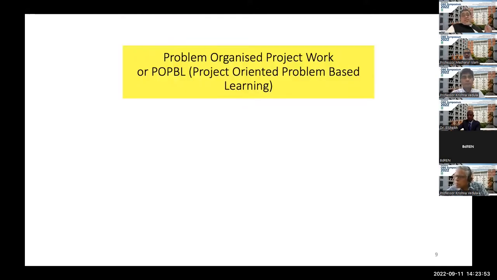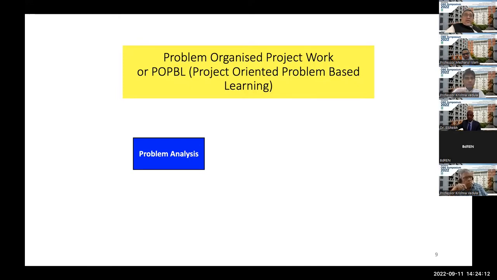And one of the things that I really appreciate very much, which I used to do when I was still at the university, is the program organized project work, POPBL. I'm sure many of you have gone through them or even implemented them. It always starts with the problems, right? That means identification of problems, where they will need to analyze them in order to solve the problem.